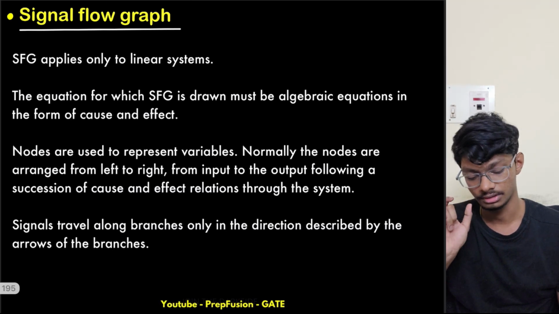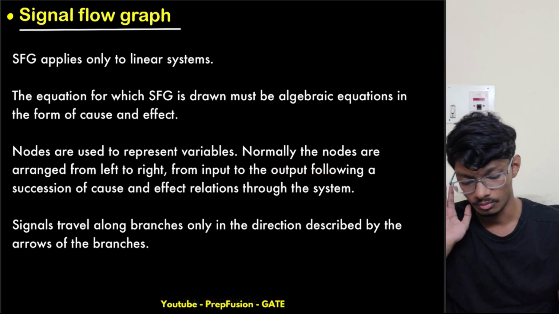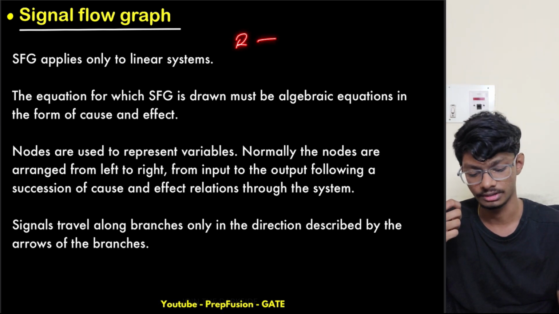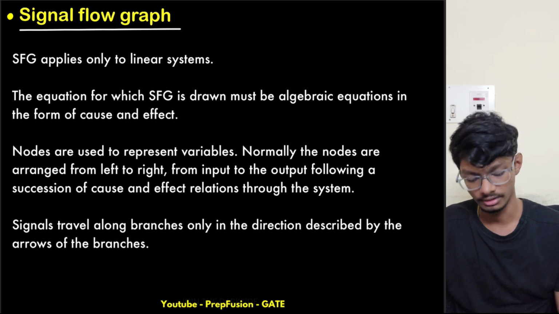I will also explain what variables are. Normally the nodes are arranged from left to right. So normally our flow will go from here to here, right? In a block diagram also that is our flow. We have one R here, then we have one C here, and we're going from left to right. So in SFG also our flow is from left to right.